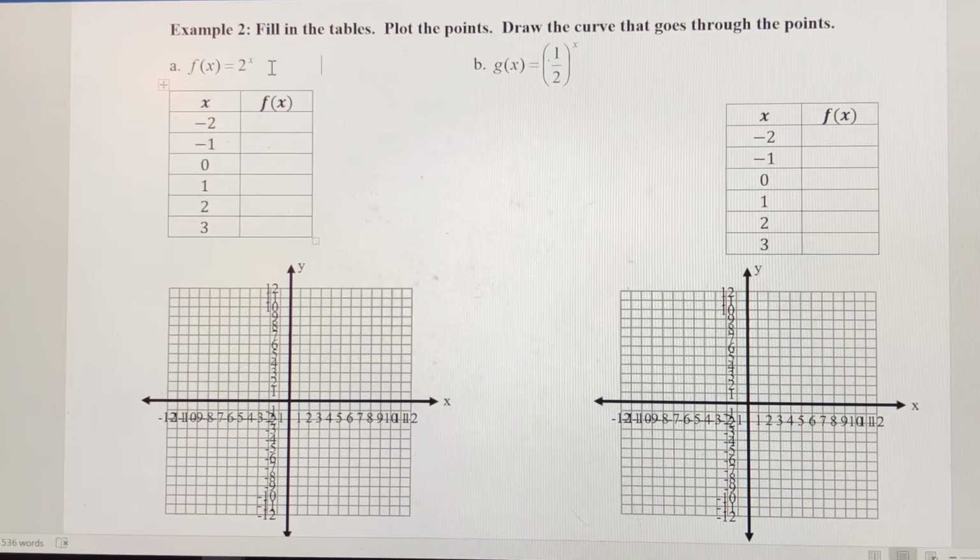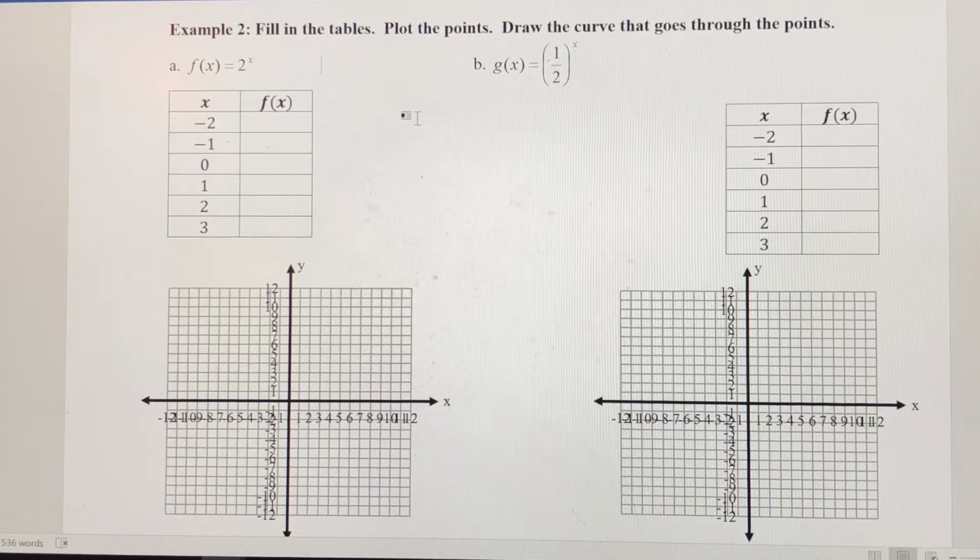Remember, the domain here for these exponential functions is all real numbers. There's no limitation on what x can be. It can be positive, it can be negative, it can be 0. You're still going to get a value out for that. It really doesn't matter what values you choose for x, but these are the 6 I've chosen to use.